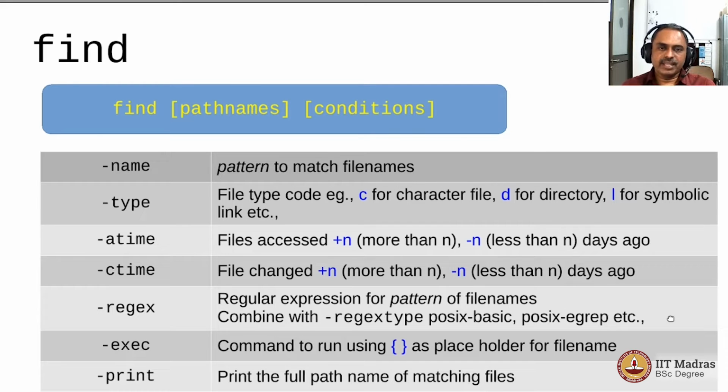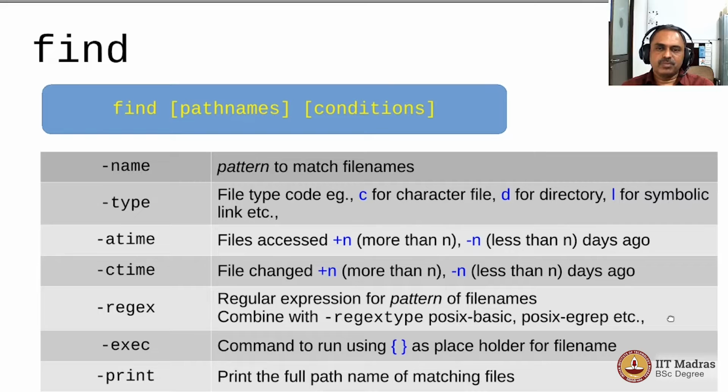The syntax of find command is very simple. After the find, you need to give a list of path names followed by the conditions. Typical conditions are listed here. So minus name followed by a pattern to match the file names. So the pattern can be like what the bash would expect, so with a star or wild characters that are interpreted by bash.